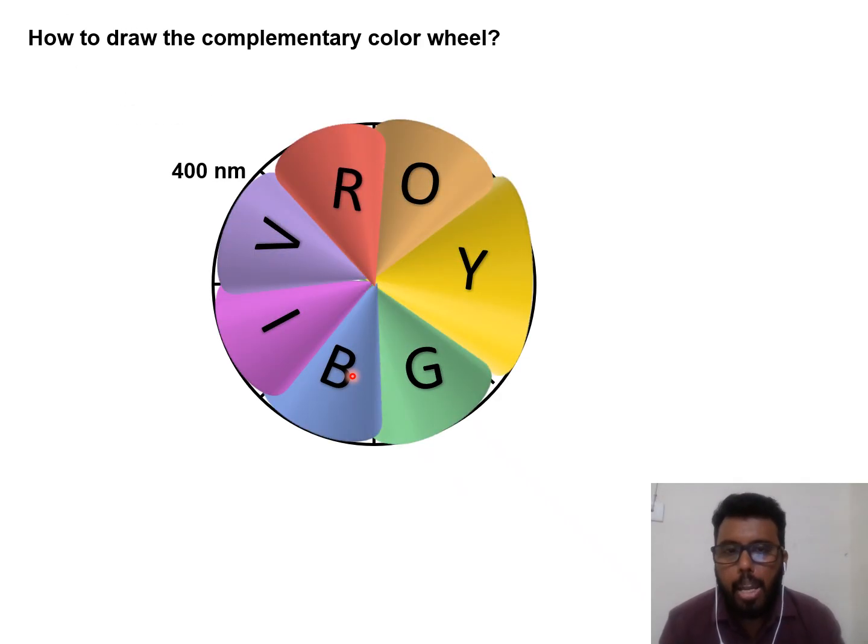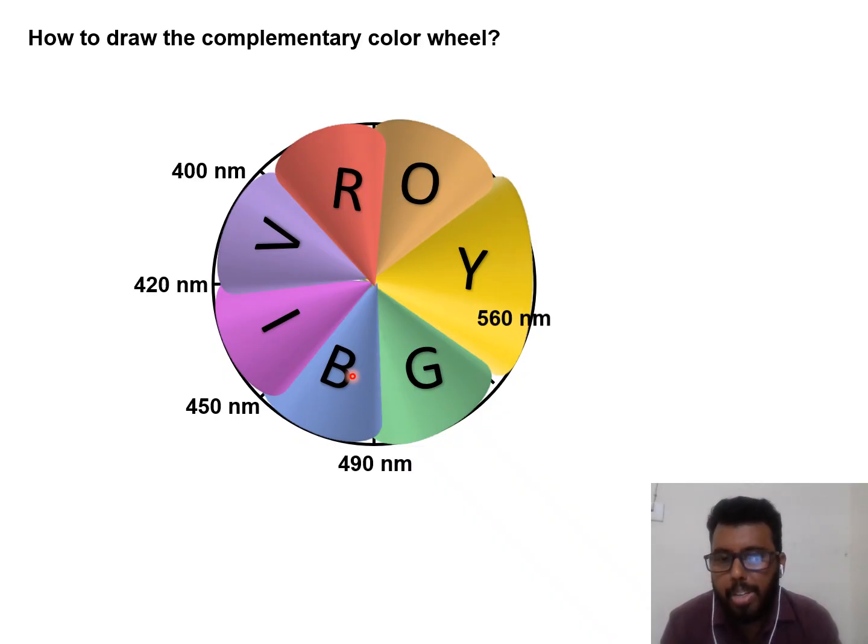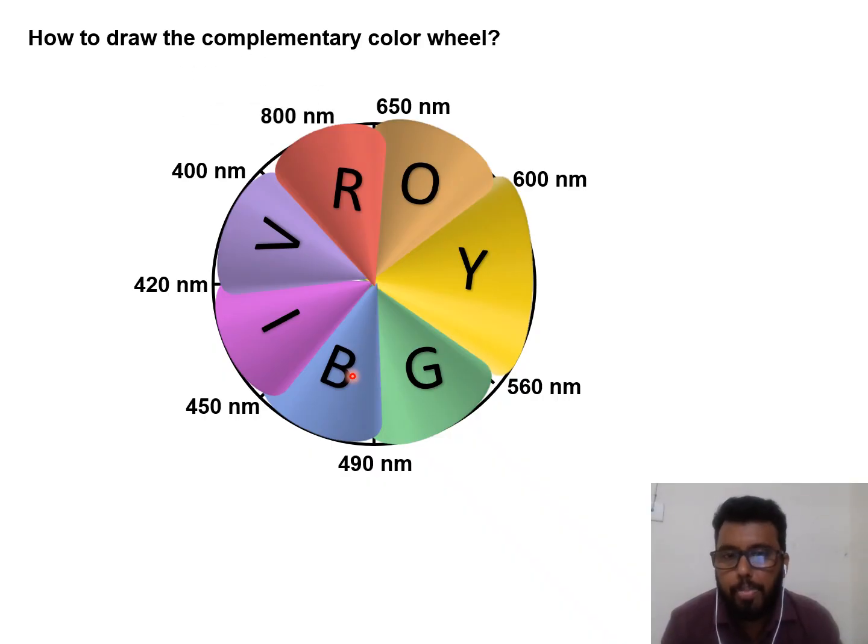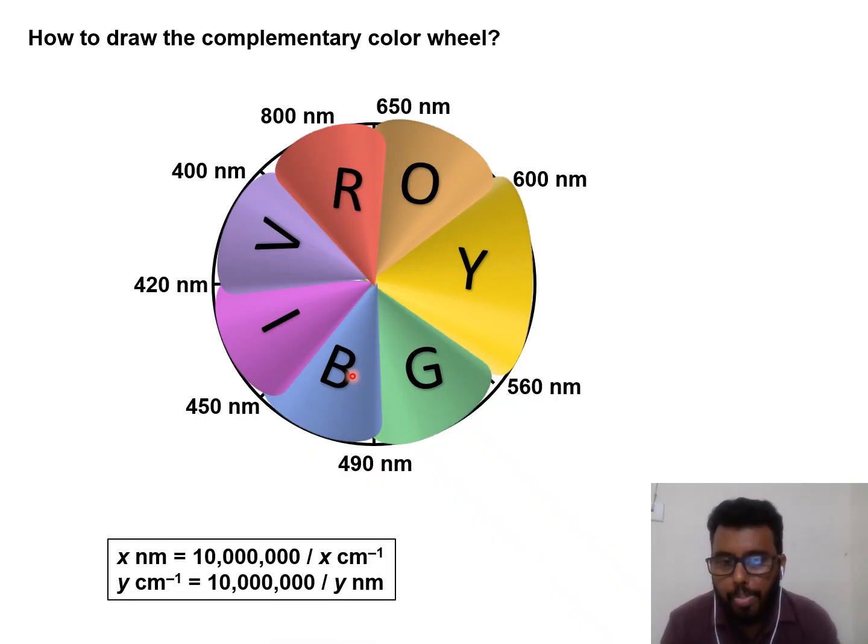Now, if you have this violet at 400 nanometer, and then just label it as 420, 450 nanometer, 490, and then 560, 600 nanometer, and 650, and then finally 800 nanometer. So this is the UV visible absorption range. So we have marked all the wavelengths.